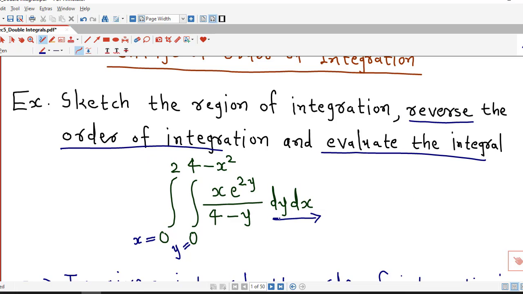Here the order of integration is first with respect to y and then with respect to x. So we have to change this order to dx dy. And as we know, for this order we are using a vertical line through the region of integration. To change the order of integration, we have to consider a horizontal line passing through the region of integration. So for that we first have to sketch the region of integration.